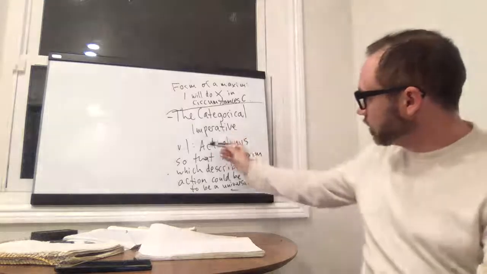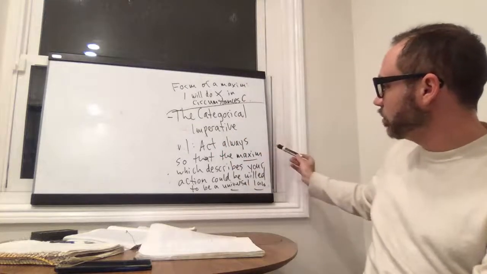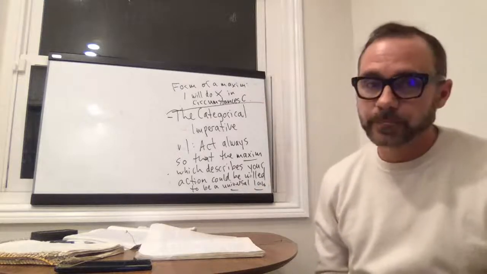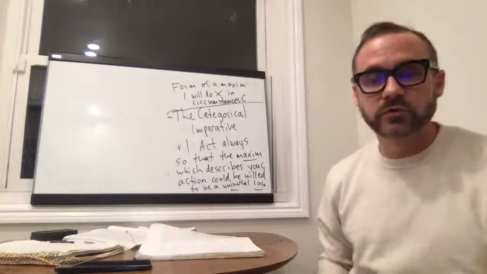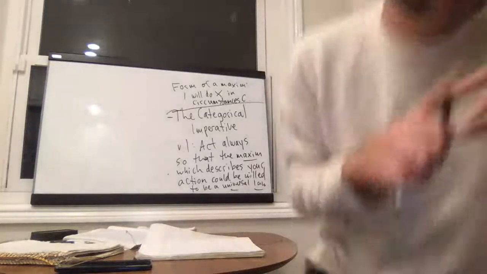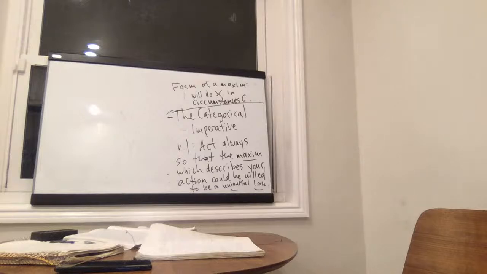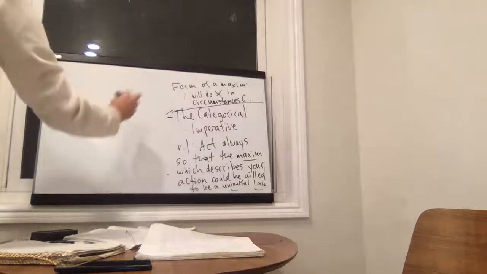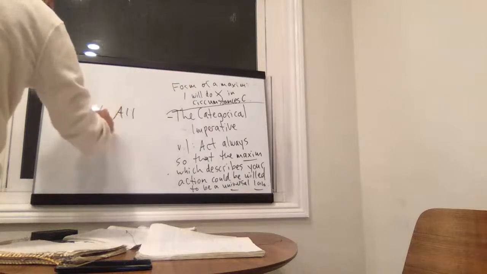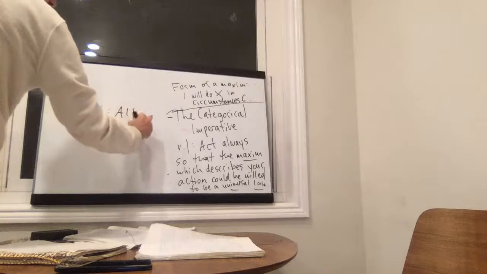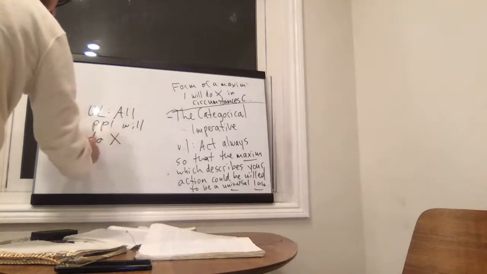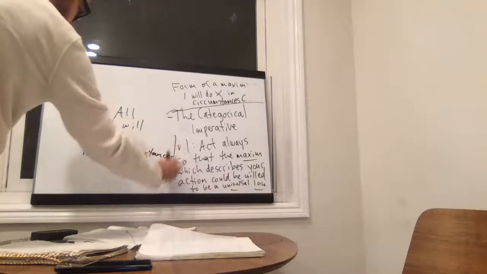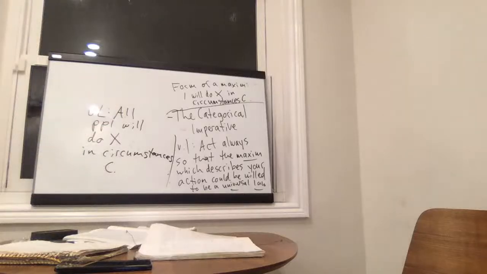Now, the categorical imperative asks us this. It asks us to contemplate what would be the case if this maxim was to be converted into a universal law. Elevated to the level of a universal law. And the universal law has this form. Let me go and write it here. UL for universal law. It's just the same but transformed into an all statement. So it would say all people will do X in the same circumstances as me, in circumstances C. All people will do X in circumstances C.